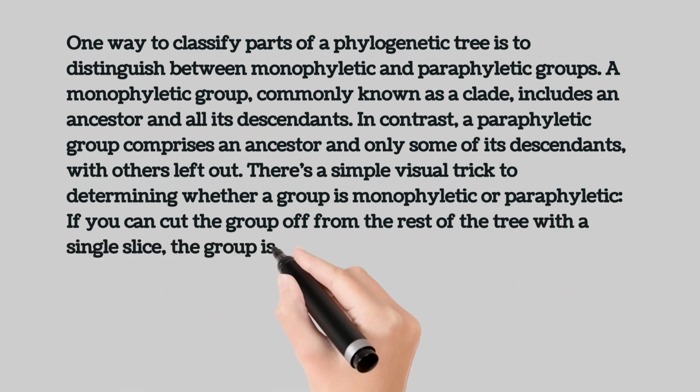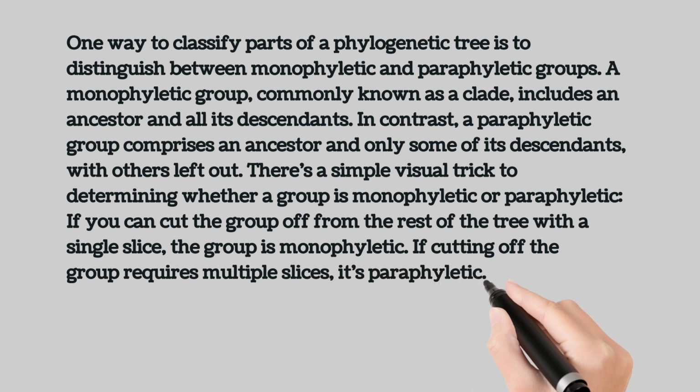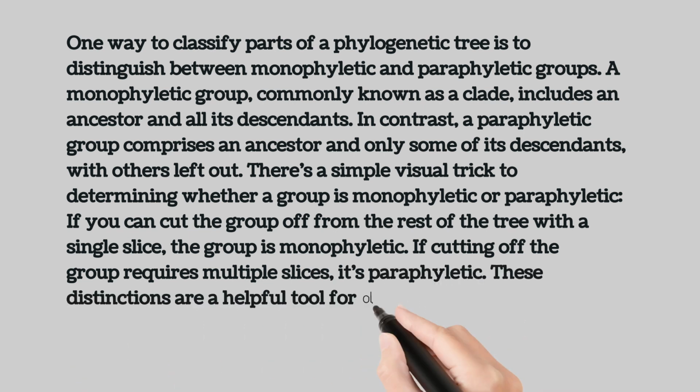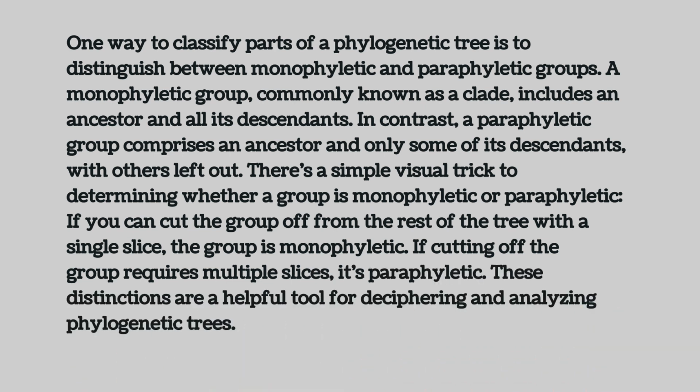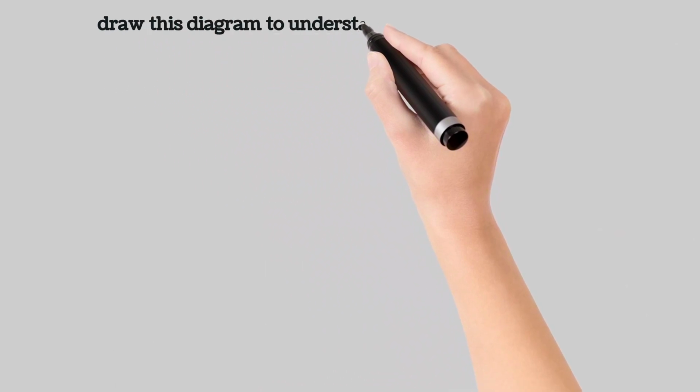There's a simple visual trick to determining whether a group is monophyletic or paraphyletic. If you can cut the group off from the rest of the tree with a single slice, the group is monophyletic. If cutting off the group requires multiple slices, it's paraphyletic. These distinctions are a helpful tool for deciphering and analyzing phylogenetic trees. Drawn this diagram to understand the phylogenetic tree.